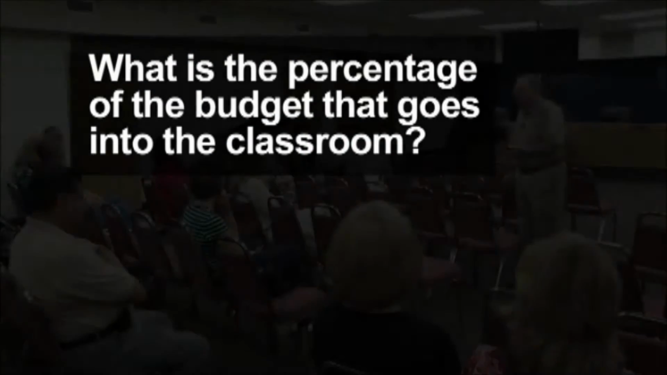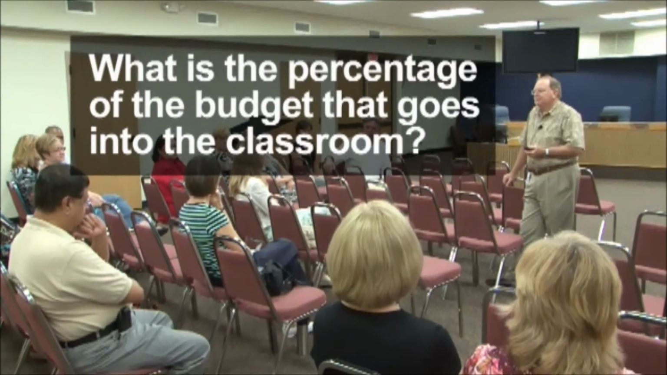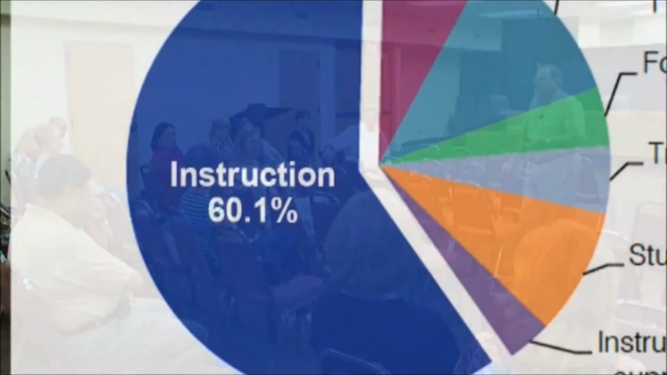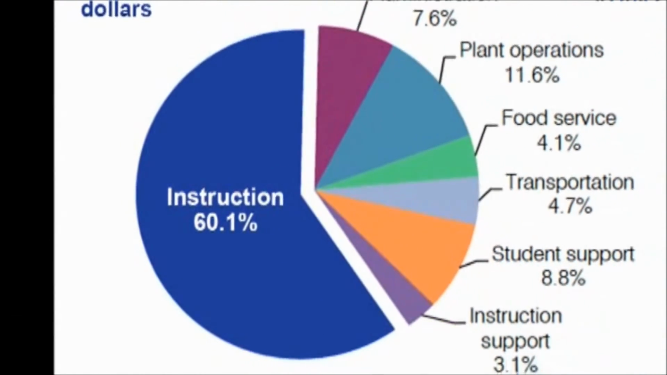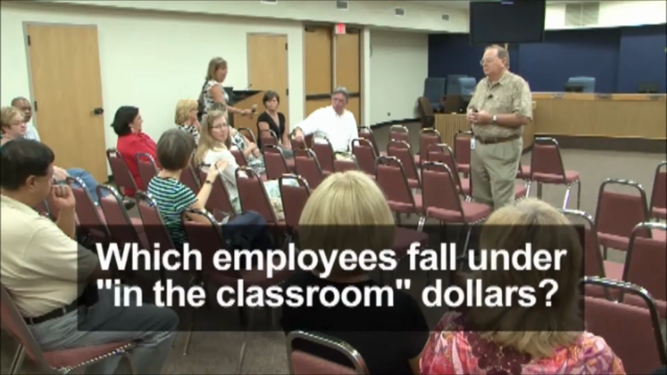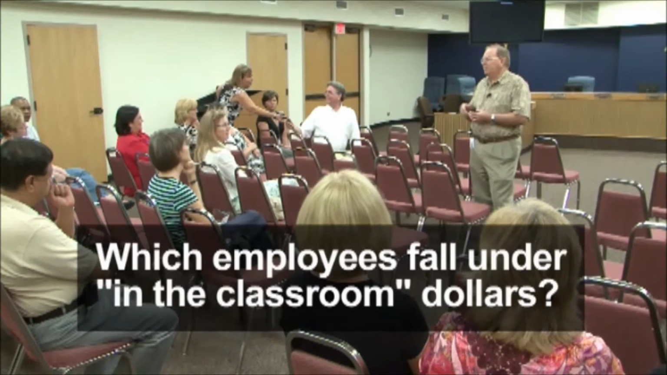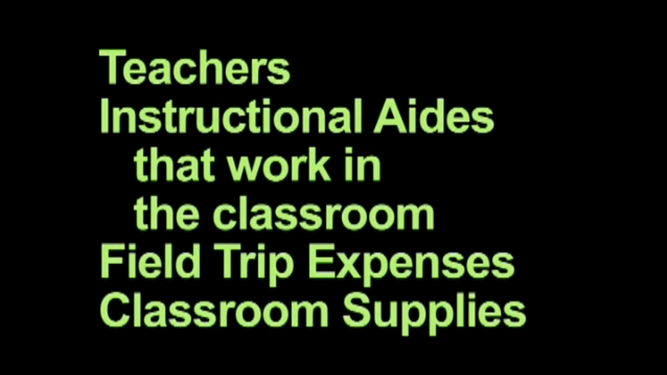Based on the Auditor General's report for the fiscal year ending June 30th, 2012, which is the last report we have from the Auditor General, our percentage for classroom expenditures in Gilbert was 60.1%. It is actually very limited. It really is just teachers, instructional aides that work in the classroom, field trips, and classroom supplies.